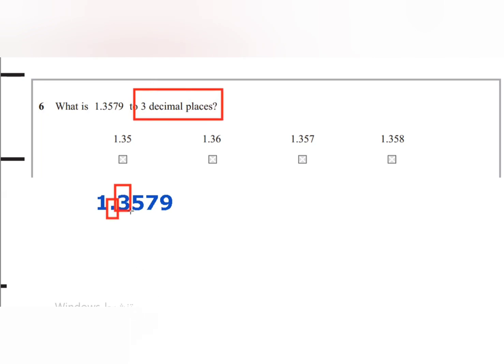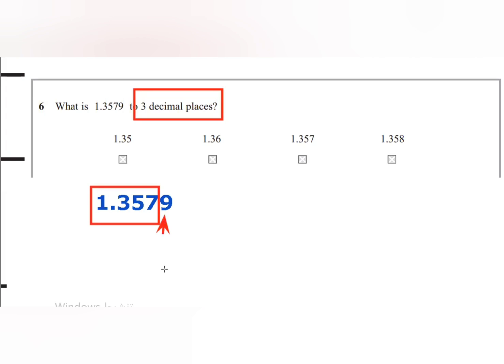So the 3 is the first decimal place. So we start counting from the decimal point, but we have to write the answer, which is the 1, the full number. So we're going to write the 1 and the decimal point, and then we're going to count 1 decimal place, 2 decimal places, 3 decimal places as they want. And then we look at the number after the box that we put.